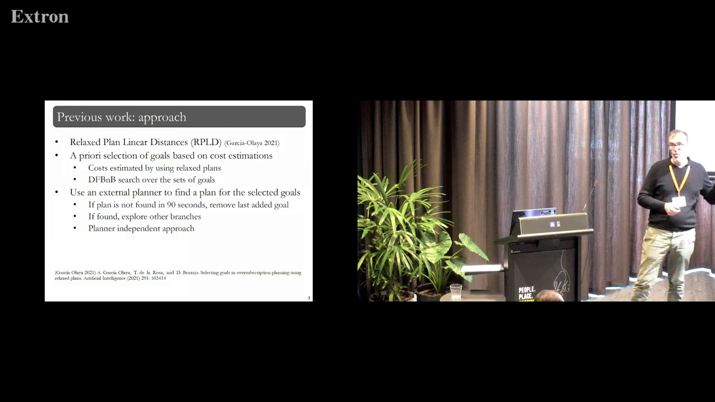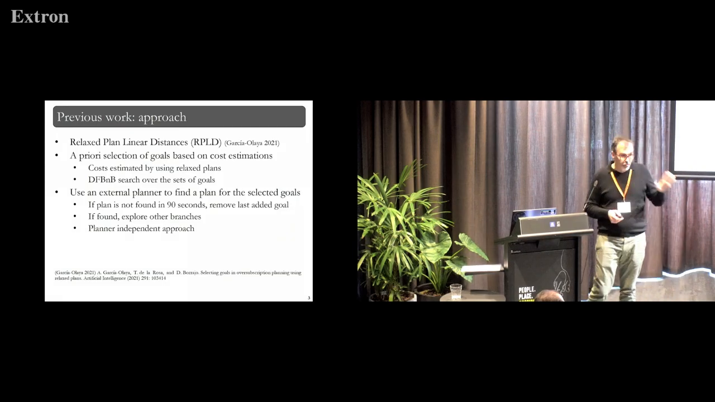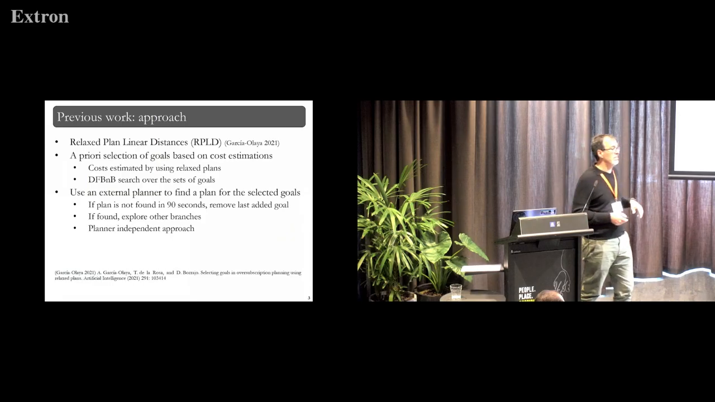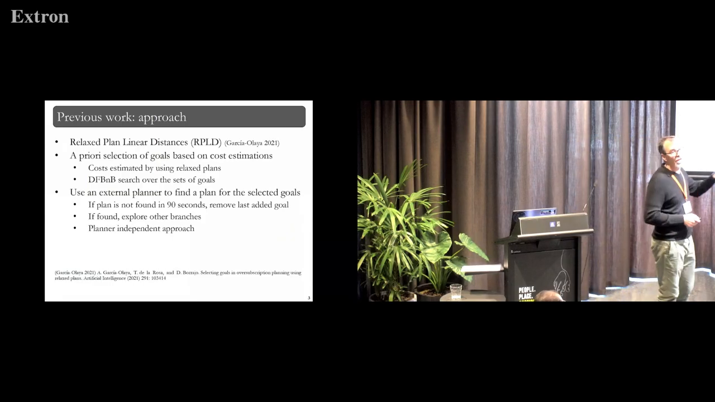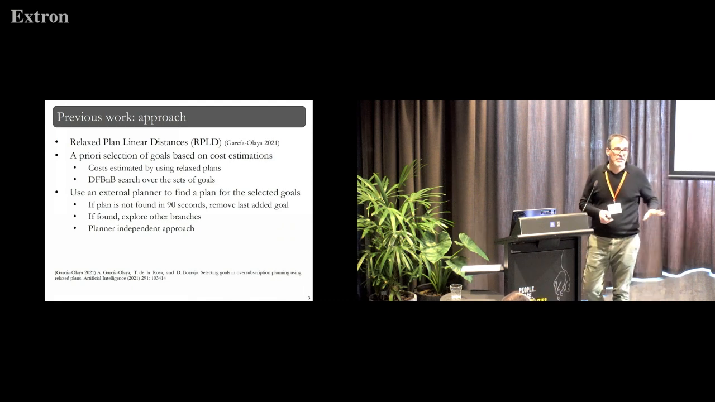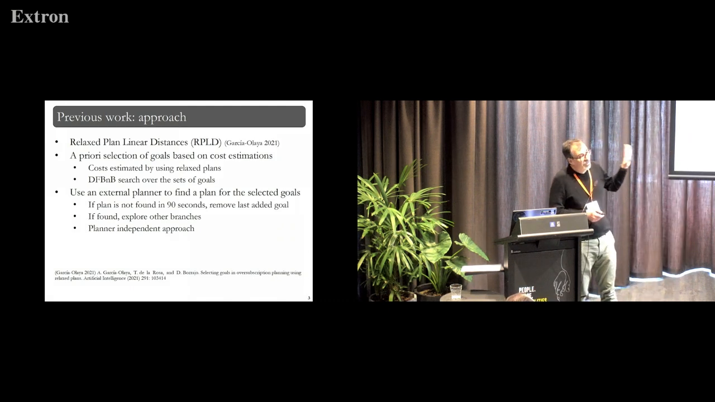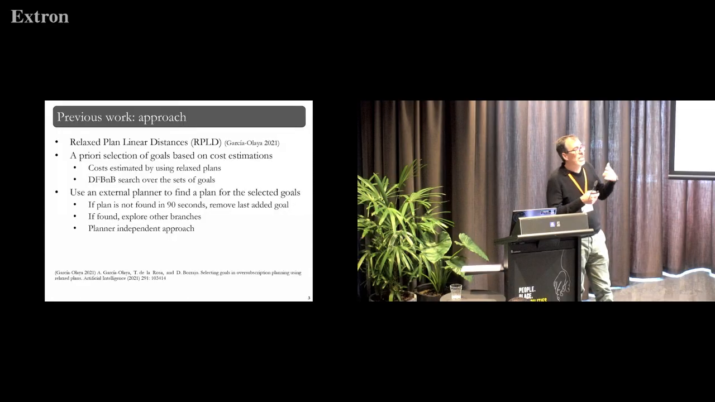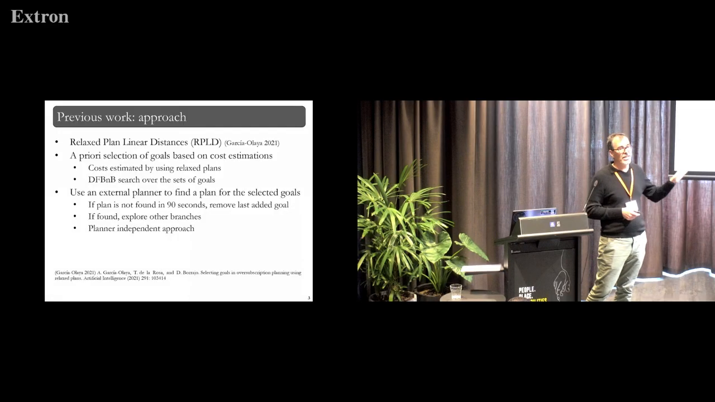until we find a set for which there is a plan under the bound. Once we have found this plan, we don't stop there. We try to add more goals. We keep searching in the space of sets of goals to add more goals to the plan until we reach the timeout. It's interesting to notice that this approach is planner independent. Once the goals are selected, we can use any planner to try to find this plan under the cost bound.